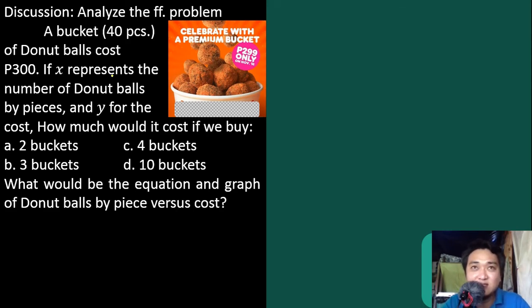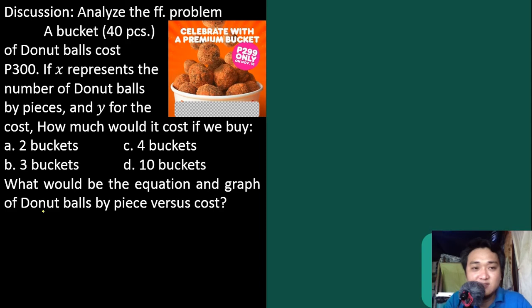Kung yung x natin represents the number of donut balls by piece, take note. So that is by 40, by 80 kasi per bucket di ba? Pero ang gusto ng problem, we should represent it by pieces instead of using buckets. Pero understood na yun na whenever you have 40, isang bucket yun. And y for the cost, kung magkano yung magiging halaga niya or presyo niya, kung ilang piraso ng donut balls yung bibilhin natin, magkano raw kung 2 bucket, 3 buckets, 4 buckets, at saka 10 buckets.